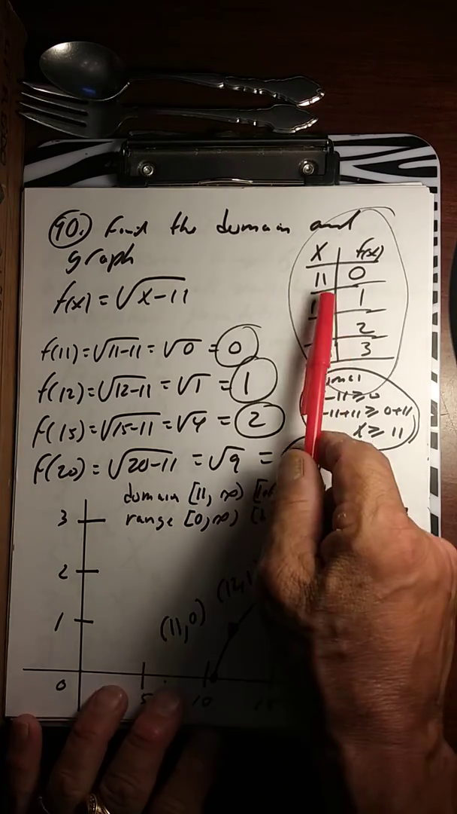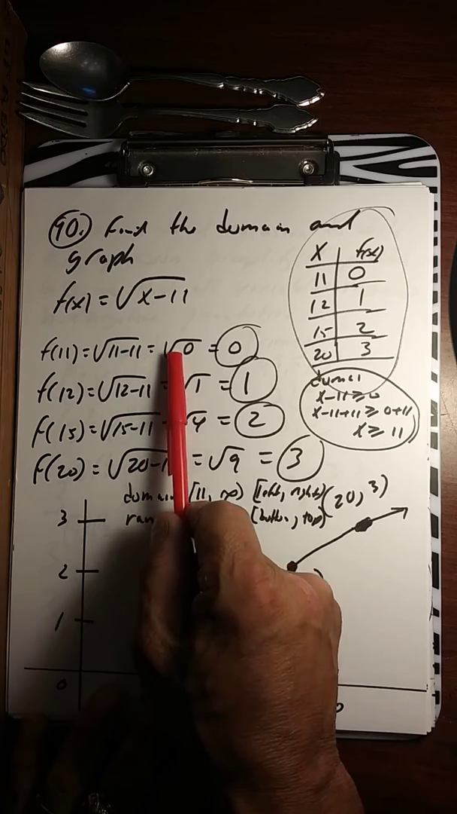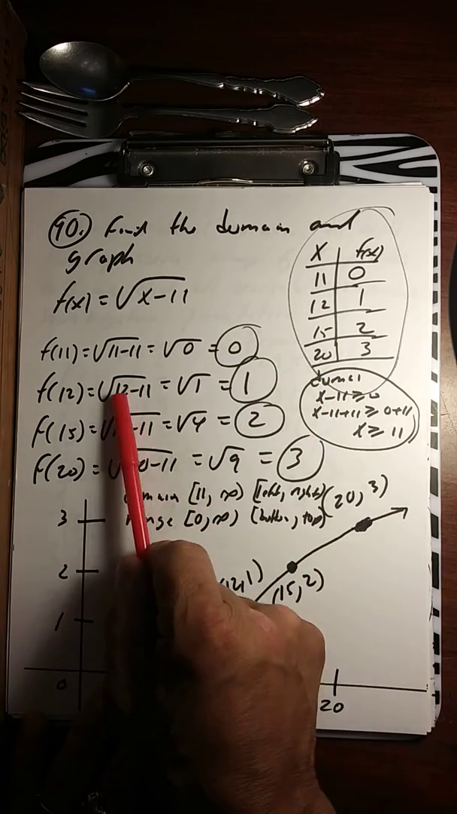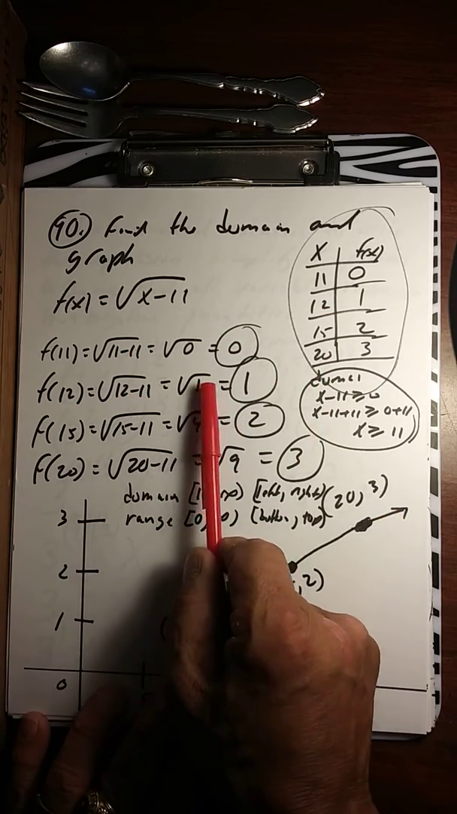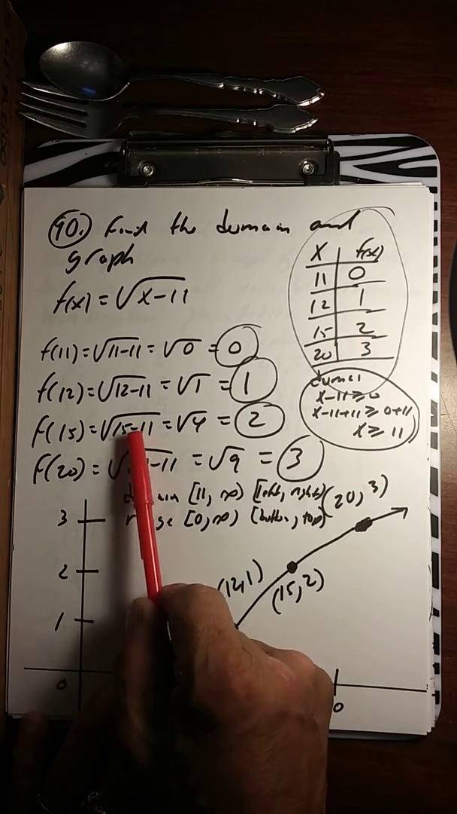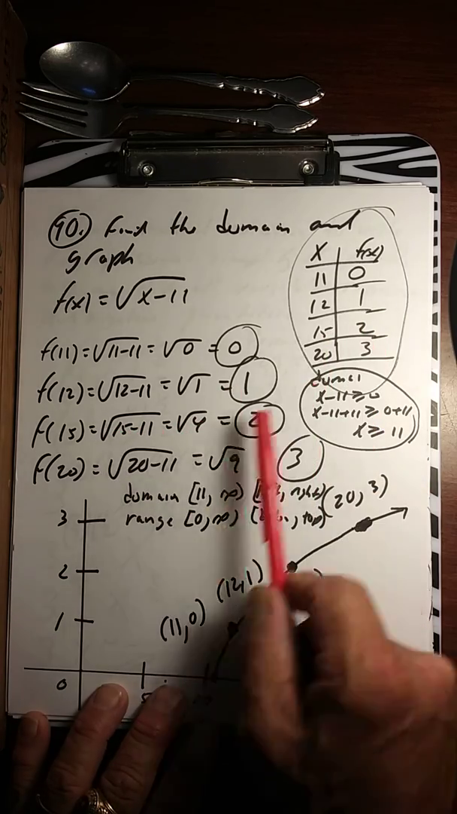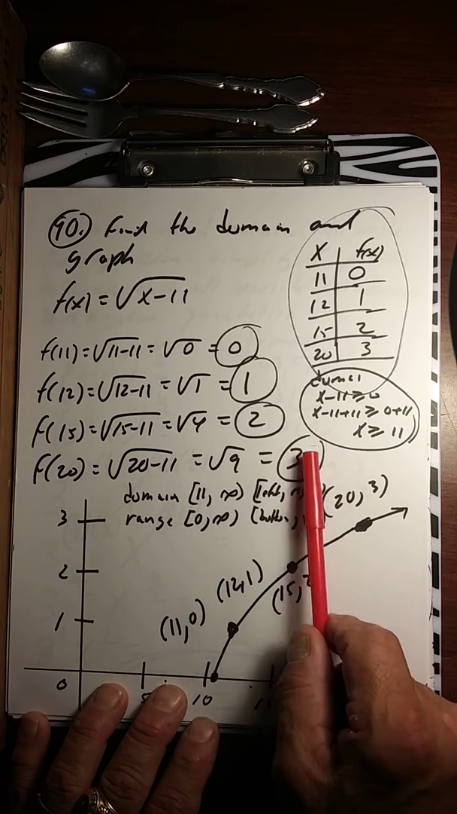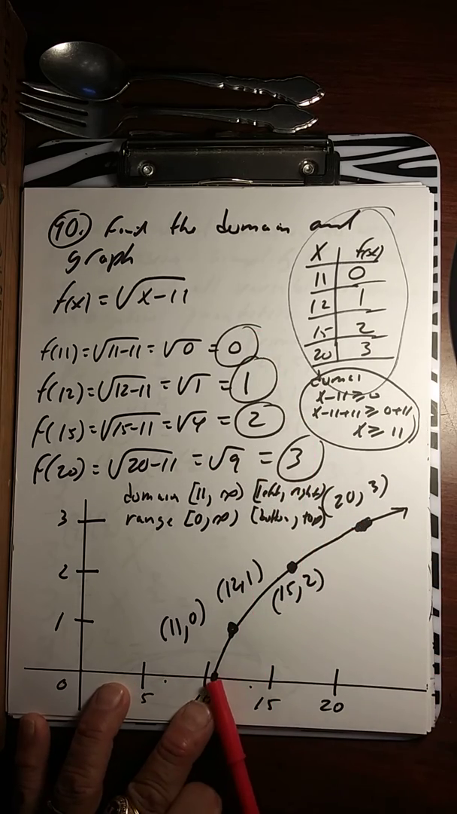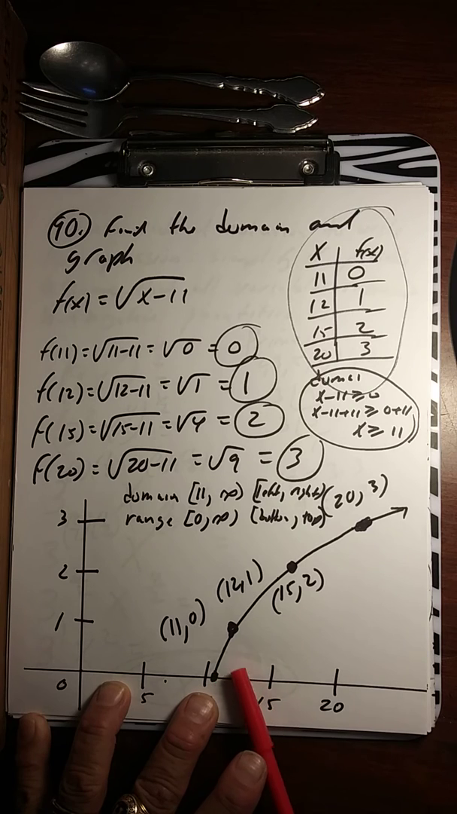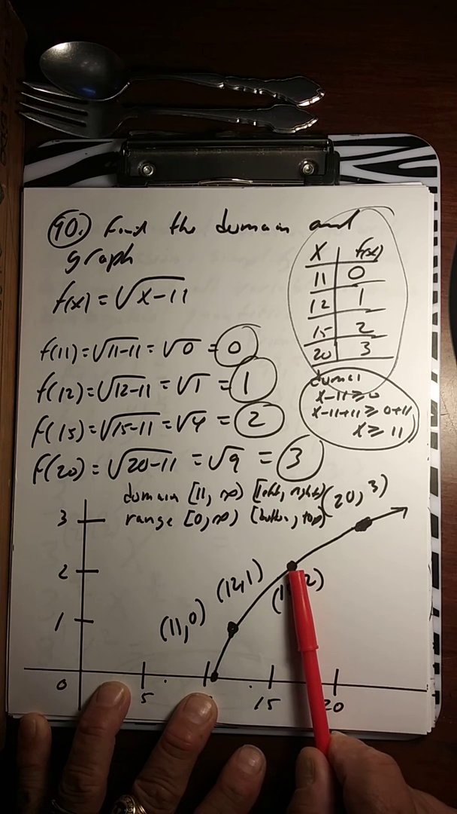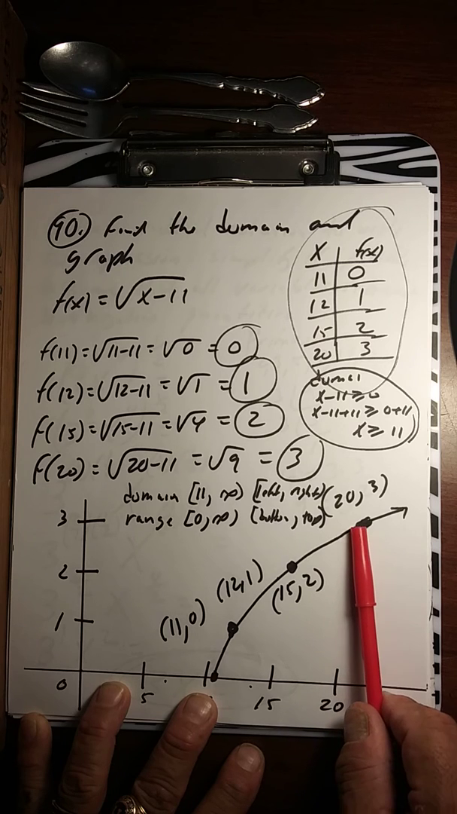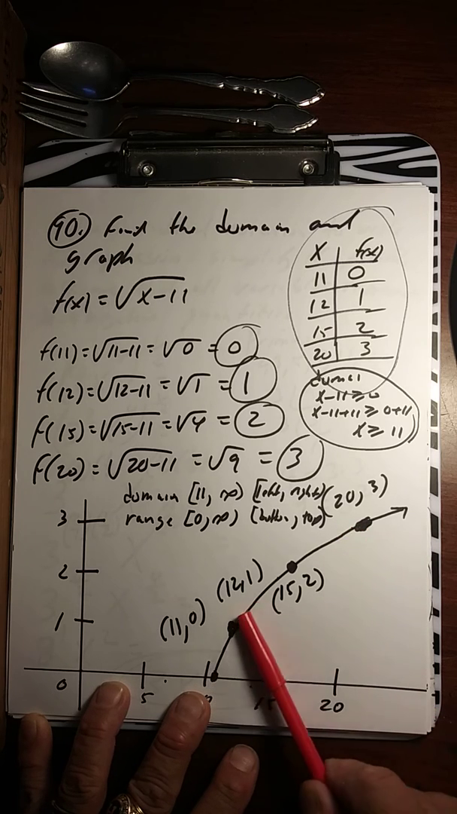Graph this. Put the numbers in. 11. 11 minus 11 is 0. That's 0. Put 12. 12 minus 11 is 1. Square root of 1 is 1. 15. 15 minus 11 is 4. Square root of 4 is 2. 20 minus 11 is 9, square root of 9 is 3. So we got the numbers. So we got 11 is 0, 12 and 1, 15 and 2, and 20 and 3. So there's the numbers.